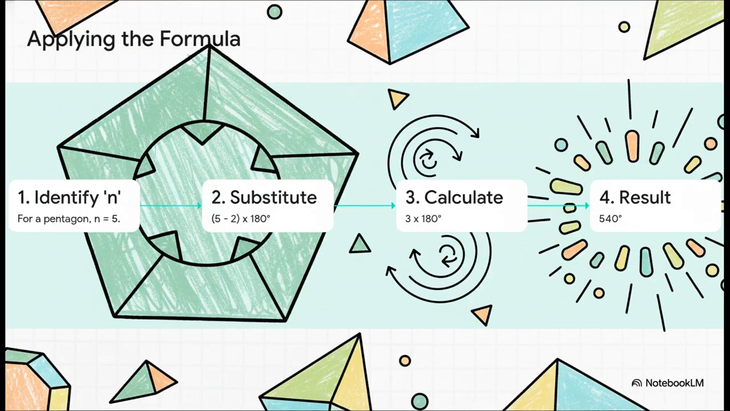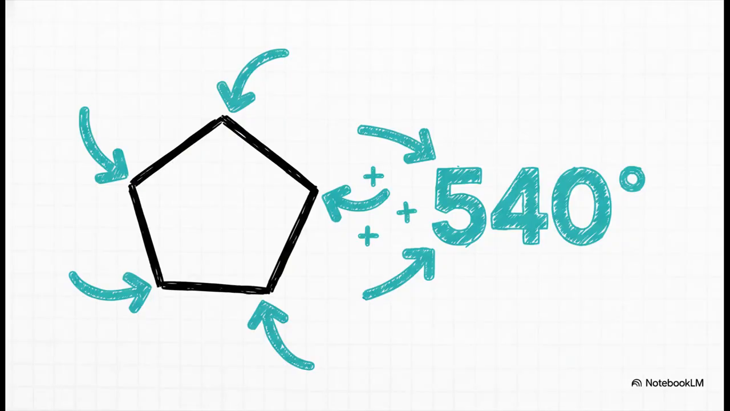So let's actually do it. For our pentagon, n is 5. So we do 5 minus 2, which gives us 3. Then it's 3 times 180. You can do this in your head, right? 3 times 100 is 300, and 3 times 80 is 240. Add those together, and you get 540 degrees. That is our magic number. So here's the bottom line. All 5 of those angles, A, B, C, D, and E, must combine to make 540 degrees. That single fact is the foundation for our entire solution.